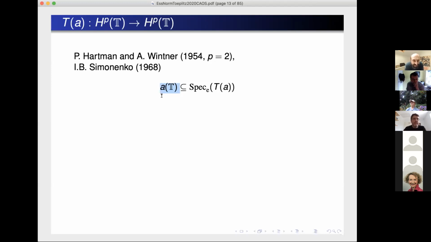You can have a definition of this in terms of a proper definition of essential values in terms of measure theory, but perhaps this is easier to understand for most people. So lambda is an essential value of a function if and only if 1 over a minus lambda is not in L infinity.